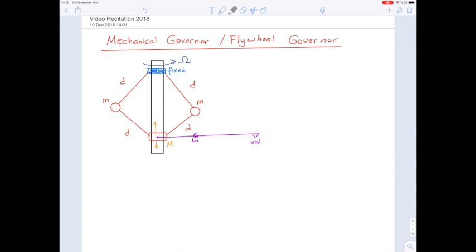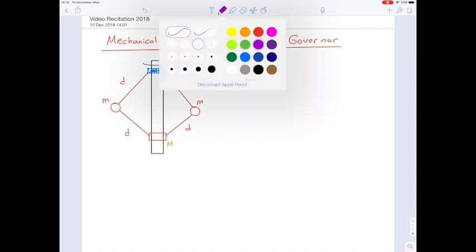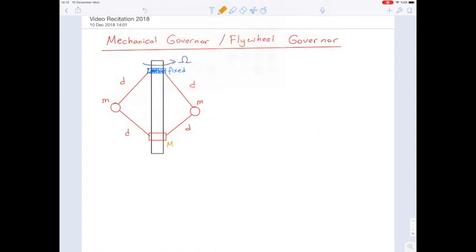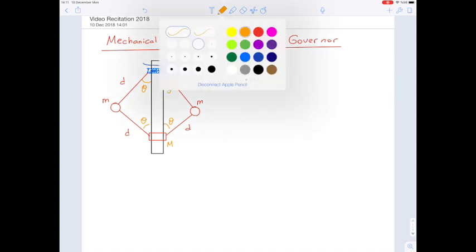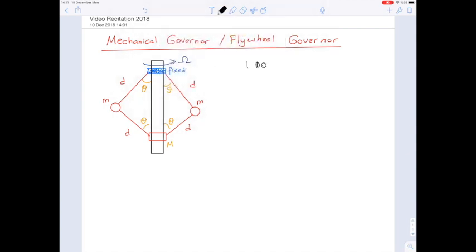Okay, so let me erase these parts, which are important but not essential for solving the problem. So this is a single degree of freedom system, and since all this is a diamond shape, all the edges, all the links, have the same length d. So we can just work with this theta as my generalized coordinate.